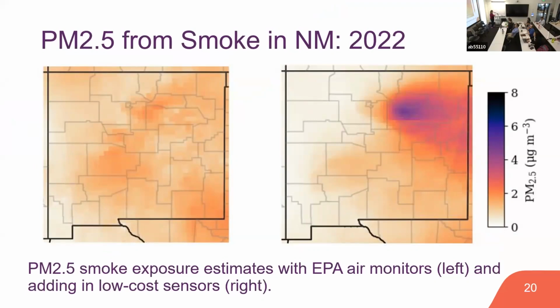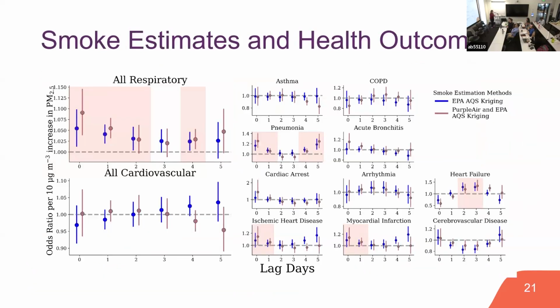What we found really interesting was the difference in looking at satellites with only the EPA air monitors on the left, where you don't really see a clear smoke signal. And this is specifically for '22. And then the map on the right adds in the purple air monitors, or the low-cost sensors. And you can see that purple area is the Calf Canyon Hermit's Peak fire. And then down below in the southwest, you can see that's the Black fire. Now with the health outcomes, we did see an effect with all respiratory visits as well as pneumonia specifically. And then for cardiovascular, we saw an effect with heart failure, ischemic heart disease, and myocardial infarction.